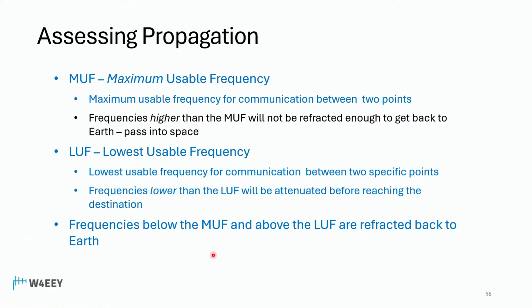Frequencies below the maximum usable frequency but above the lowest usable frequency are refracted back to Earth. That's what I call the Goldilocks area. The porridge is not too hot, it's not too cold, it's just right, and we get propagation.